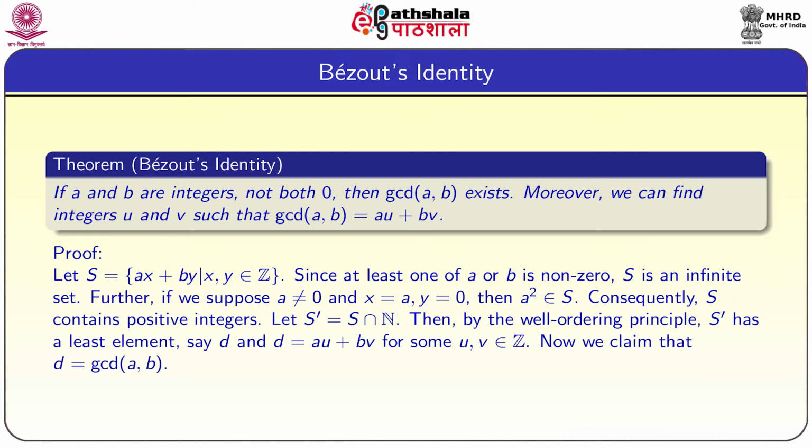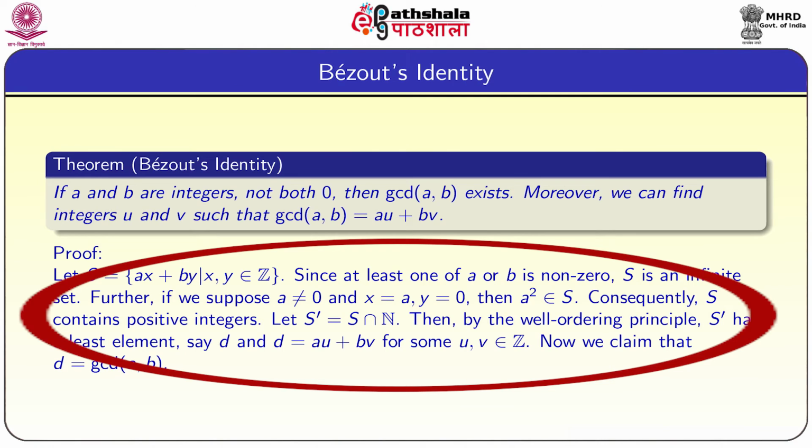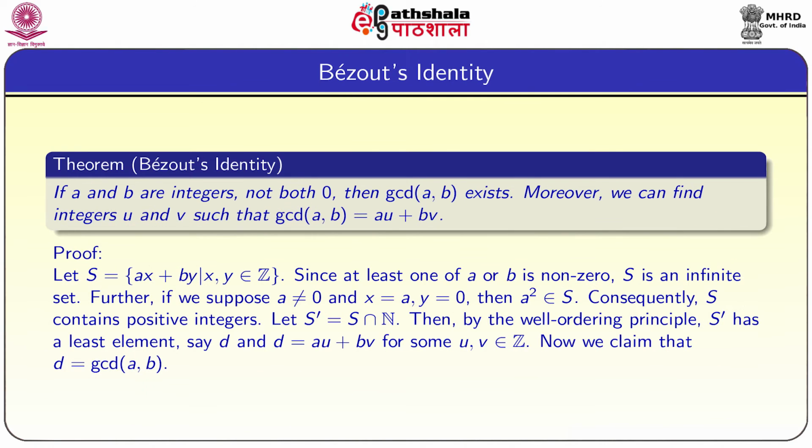So, from here we can construct a subset of S containing only positive integers. We do this in order to apply the well ordering principle. So we define S dash equal to S intersection N, so S dash contains only positive integers and is a subset of S. By the well ordering principle, S dash has a least element, say D.